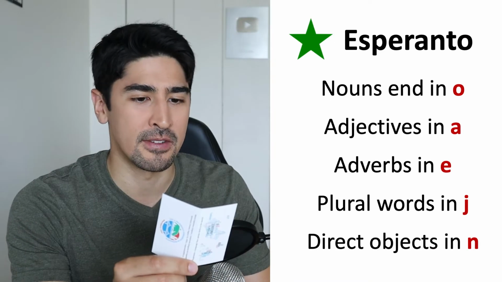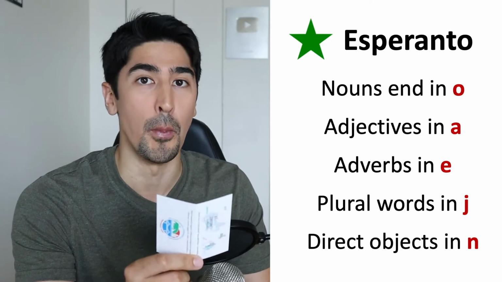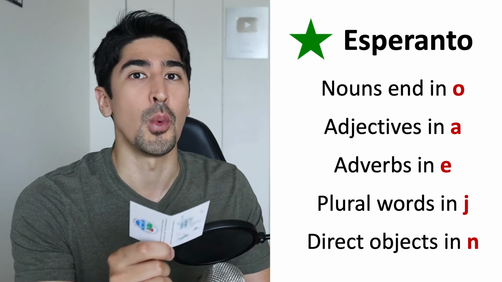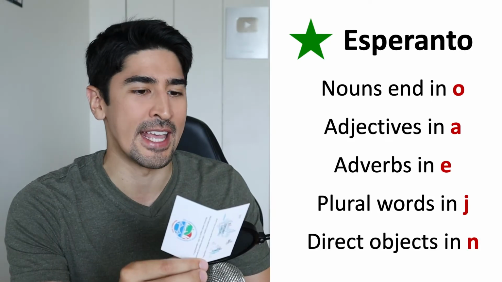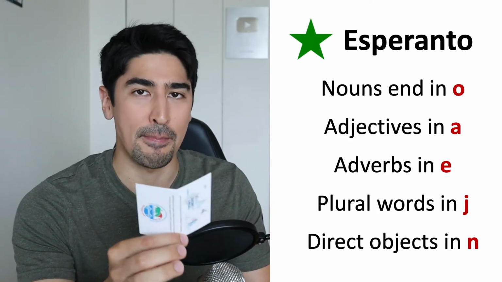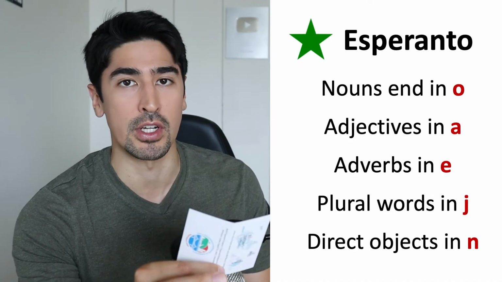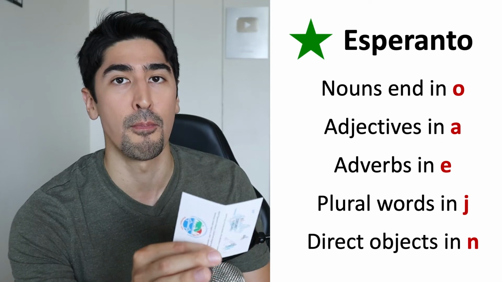Adjectives end in a. So for example, the word for good is bona. So a good apple, bona pomo. Adverbs end in e. So for example, the word for quickly is rapide. Plural marked by the ending j, but it's read y. So for example, apples would be pomoj.